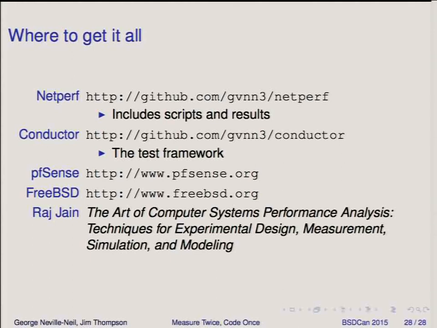Raj Jain is a really good writer. You can read this book before bed and not hit yourself in the head when you drop it on yourself as you fall asleep. It's well written. It's easy to read. Well, except the stats part. Other than that, it's really easy to read. Professor Jain now, I guess, is very much a networking person. So a lot of the examples that he uses, some of them are database query optimization and measurement stuff, but a lot of it's network-based. So if you're interested in particular in network performance analysis, this is the book. It's a great, great book.